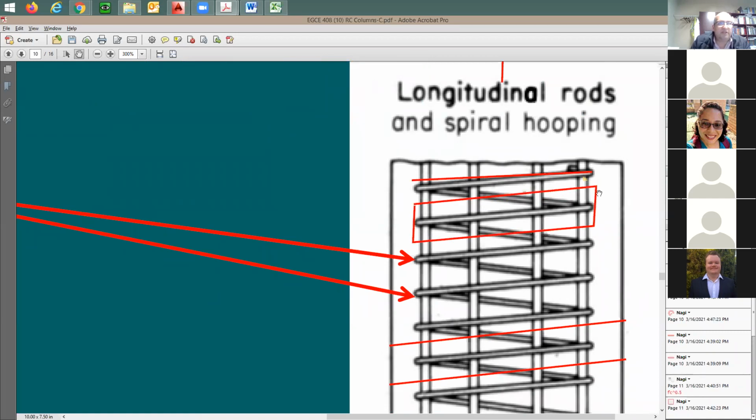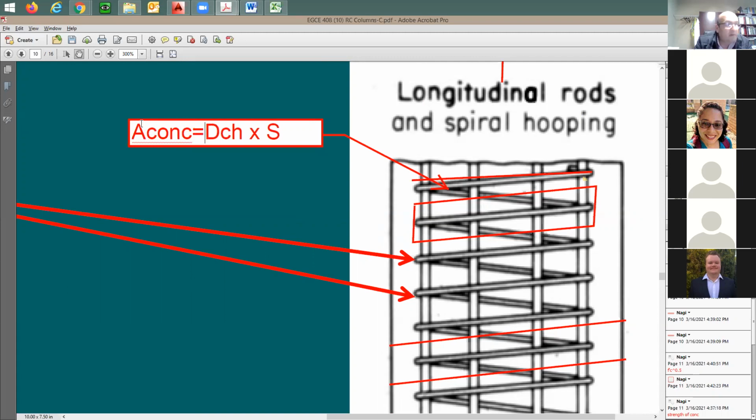How big is this cross-section area when you cut through it? If I may write it here, this cross-section area is going to be Dch, the diameter of this concrete core from the outside of the spiral to the outside of the spiral, times S. Where's S? S is the vertical distance from this point to that point. So are you good with this concrete area? Yes. Area of concrete equals Dch times S.